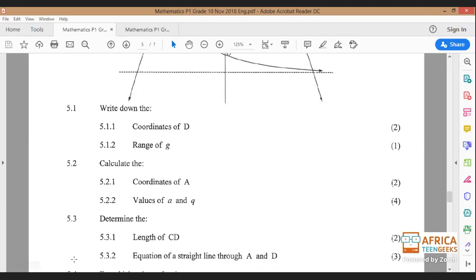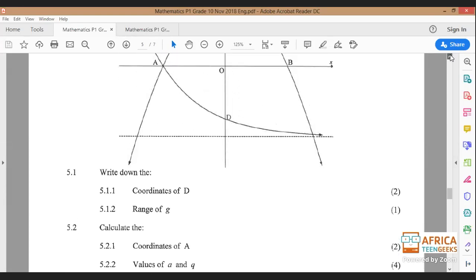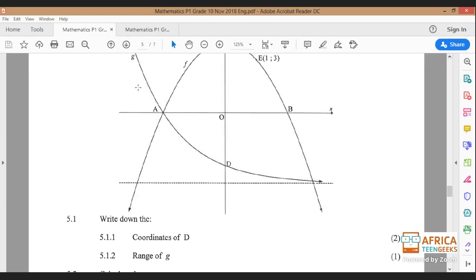Now let's look at 5.32. It says equation of a straight line through A and D. So let's determine the equation of a straight line through A and D. Basically, they are telling us that there's a straight line also here, through A and D. It's invisible though. If this was on a hard copy, I would say draw this with a different pen. Basically, they are saying there's a straight line through A and D. Determine its equation.